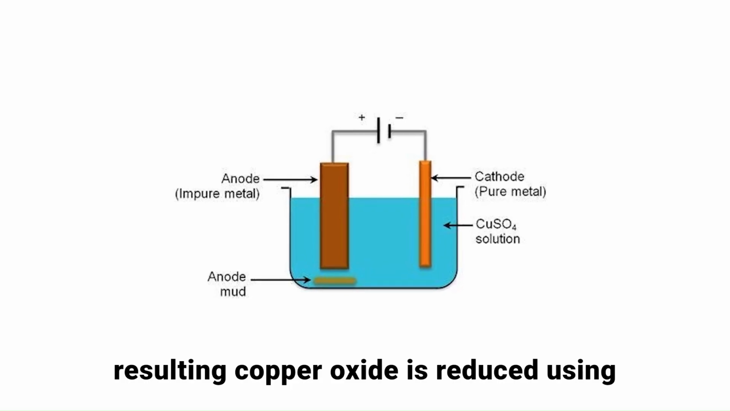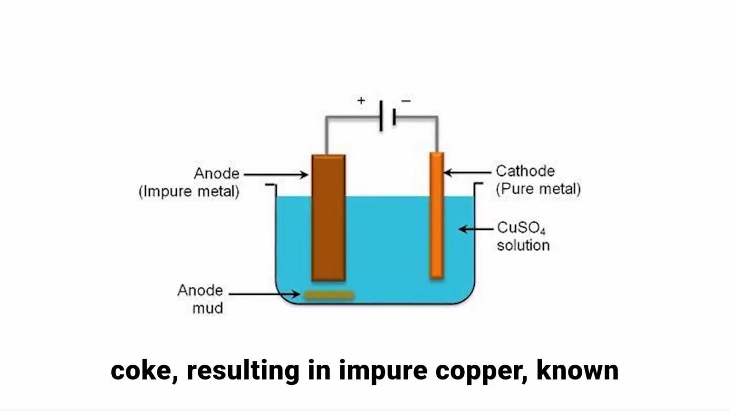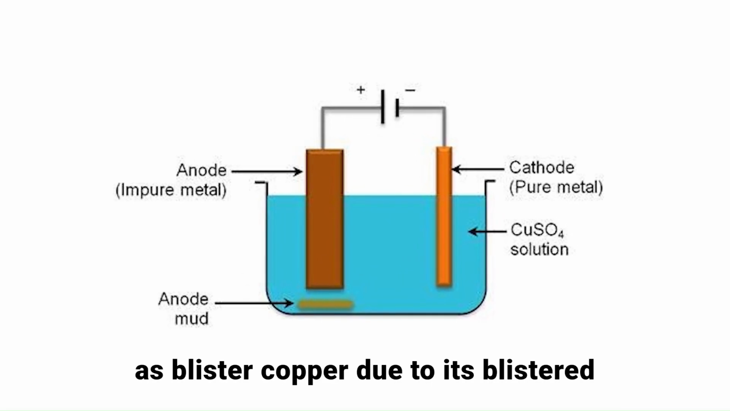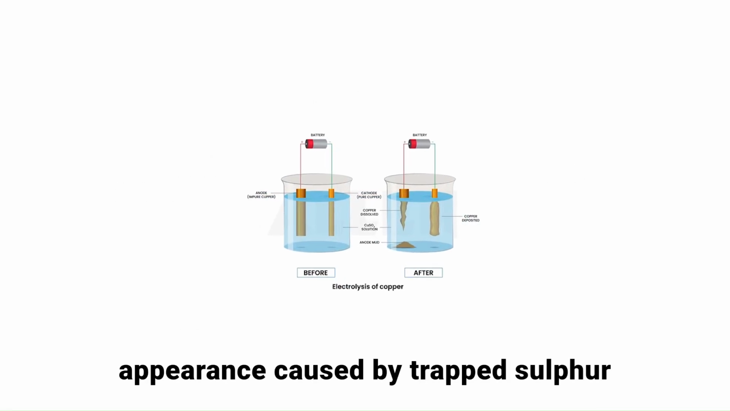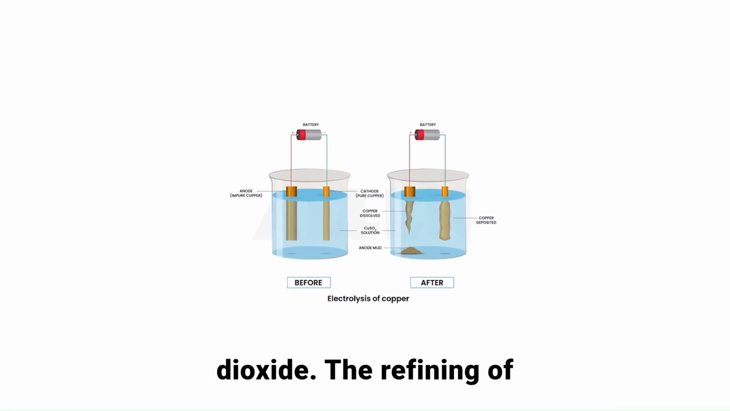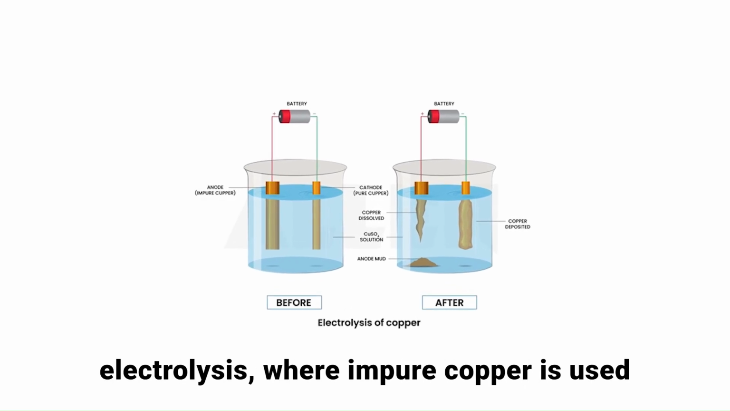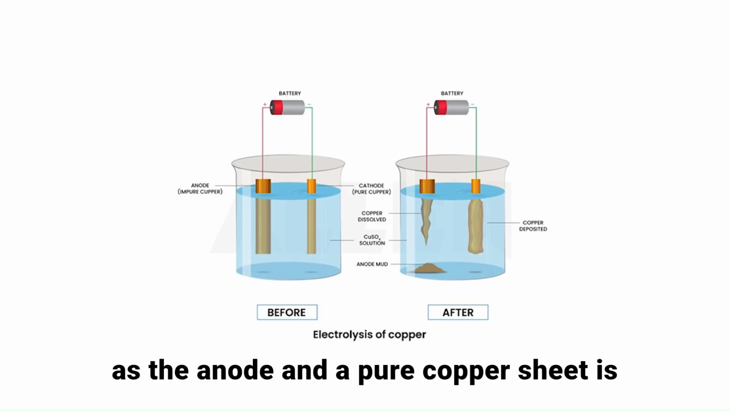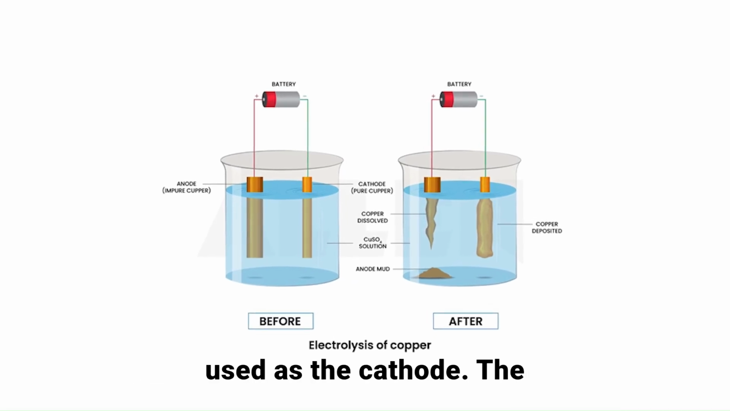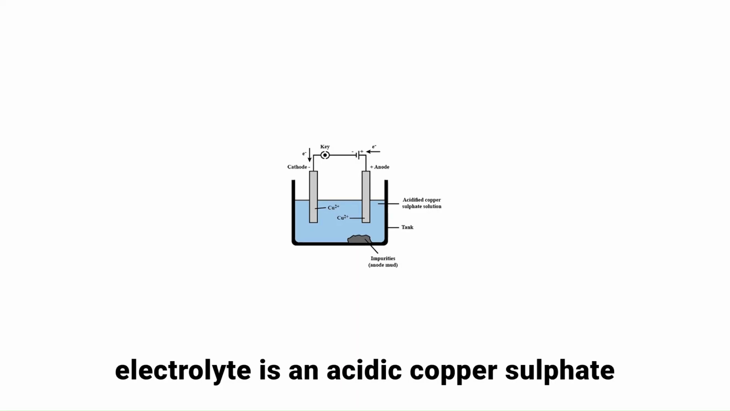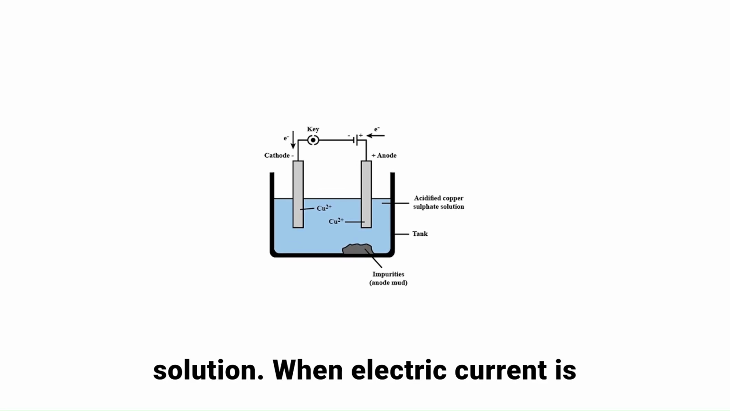The resulting copper oxide is reduced using coke, resulting in impure copper known as blister copper due to its blistered appearance caused by trapped sulfur dioxide. The refining of blister copper is done through electrolysis, where impure copper is used as the anode and a pure copper sheet is used as the cathode. The electrolyte is an acidic copper sulfate solution.